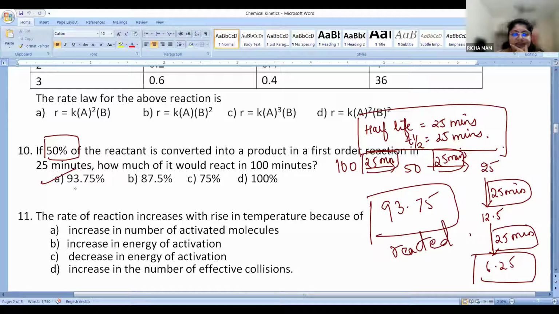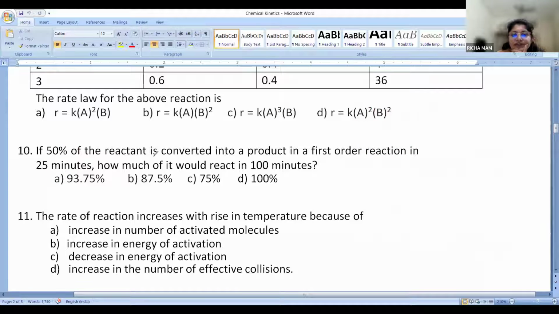Okay, so once again we will see. If 50% of the reactant is converted into product in the first order reaction in 25 minutes, 50% means T half. So T half of the reaction is 25 minutes. So 50% is completed, half of the reaction is converted into product. So for 100 minutes, how much?